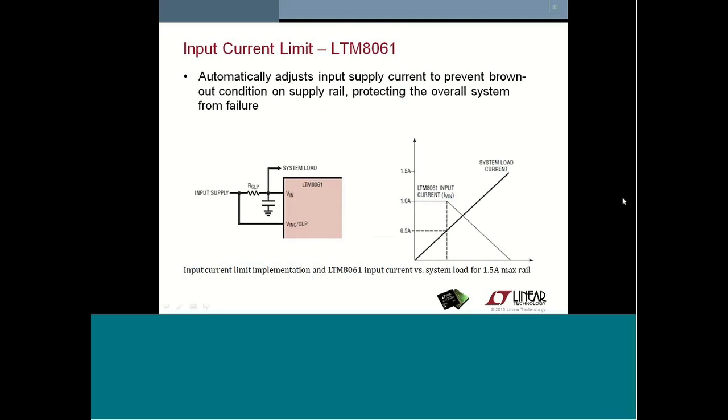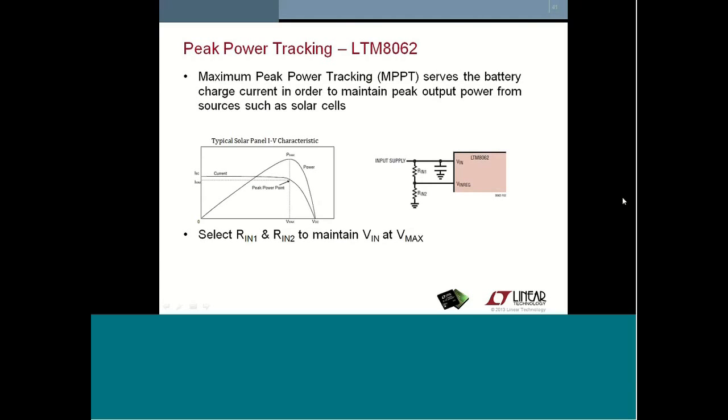This one can be also used to charge a battery with all available power, yet maintain the input DC supply rail at nominal voltage, avoiding a system brownout or power failure. LTM8062, on the other hand, has got the possibility to run the maximum peak power tracking, which allows us to connect it to a solar panel.